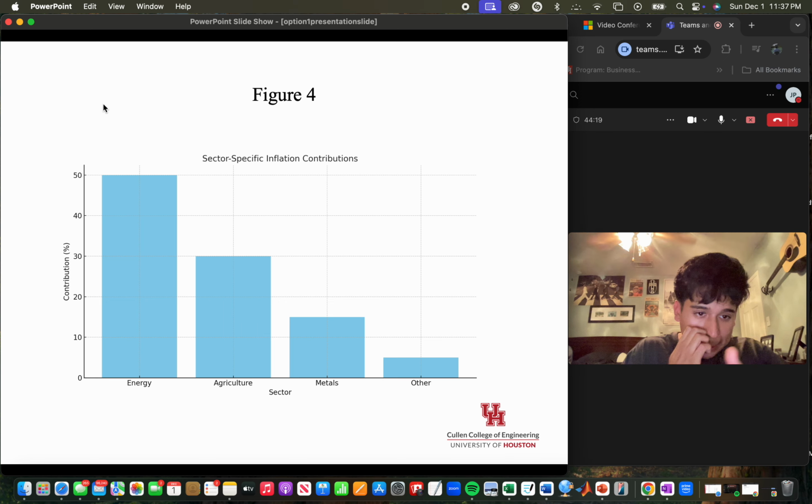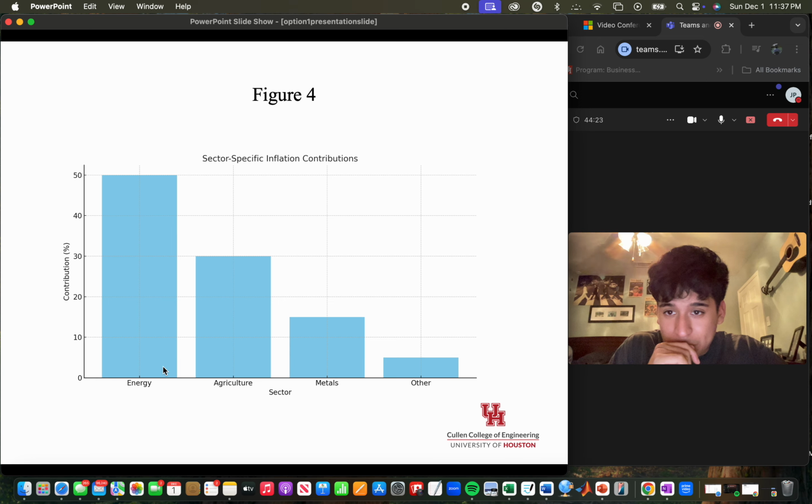So this is what we were talking about. Energy really, really affects inflation contribution. Sorry. Look at that. 50%. Agriculture, 30%. Metals, about 15%. And other, 5%.